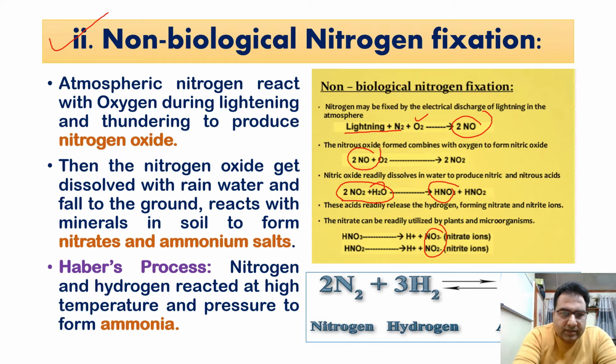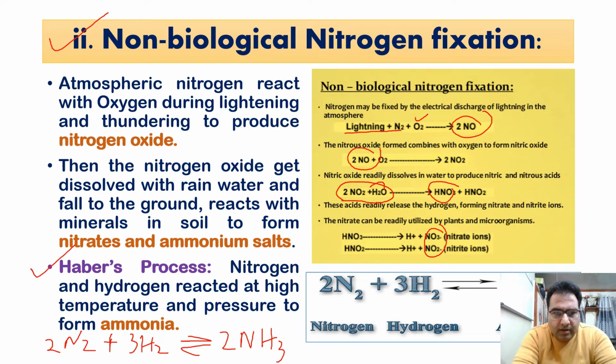One of the processes is what we call Haber's process, and it is mainly asked in examinations: what do you mean by Haber's process? It is actually when nitrogen, N2, reacts in the presence of high temperature with hydrogen, 3H2, and forms ammonia.